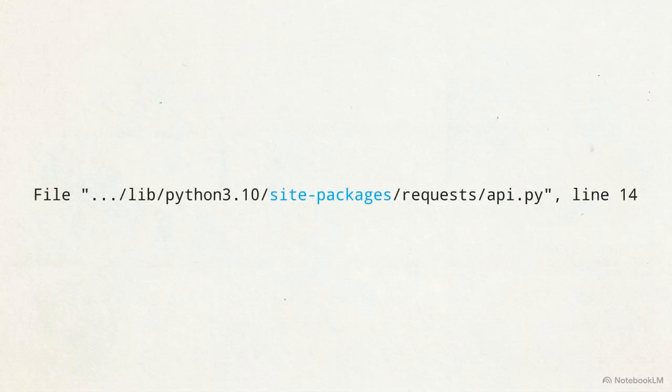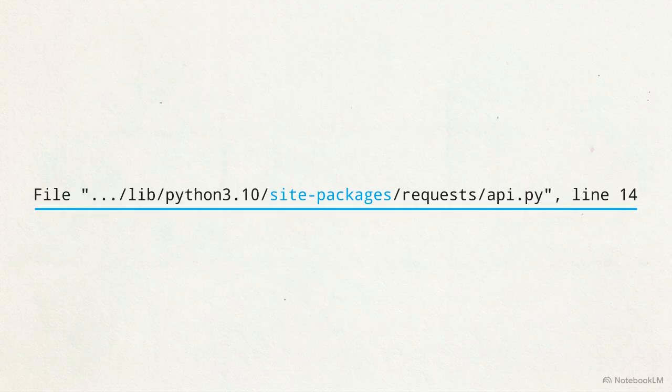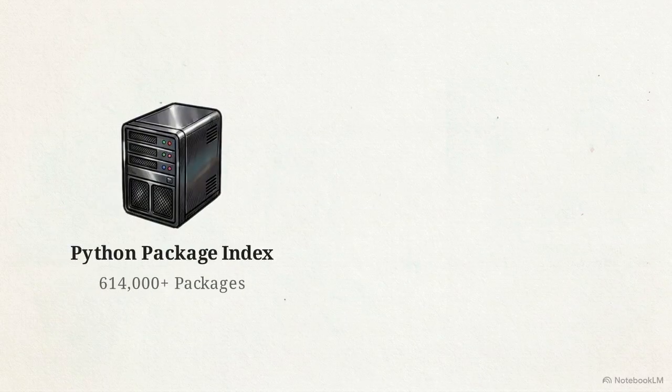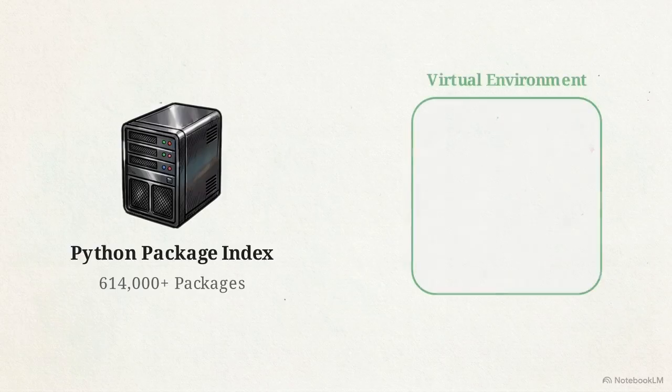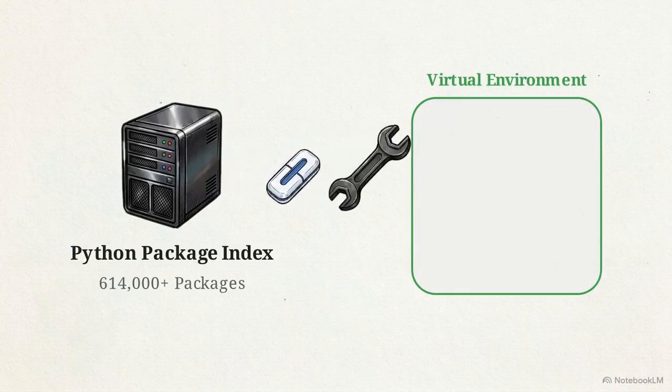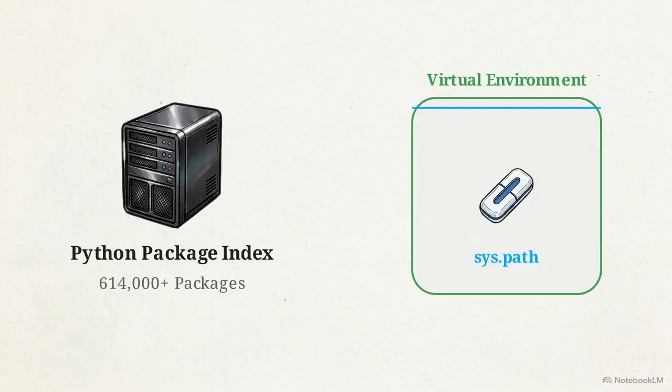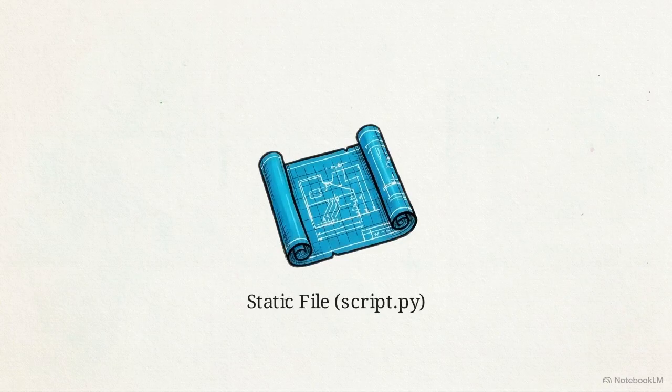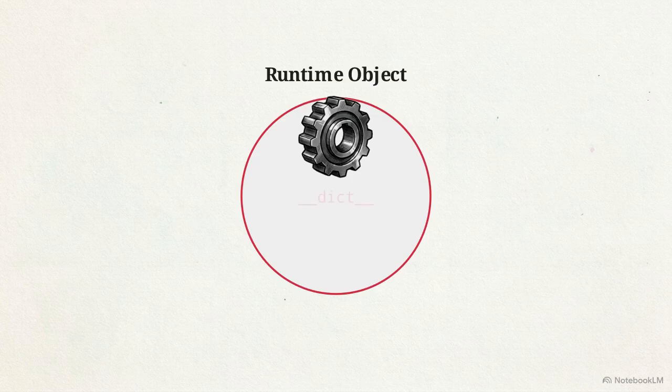This diagram maps a specific line from the stack trace, pointing to a pathway inside a site packages directory. This is the entry point for understanding how external code enters the runtime. The Python package index contains over 600,000 packages. Tools like pip pull these components down and stage them within virtual environments. This cooperative isolation ensures that the system path, sys.path, can discover the correct dependencies.